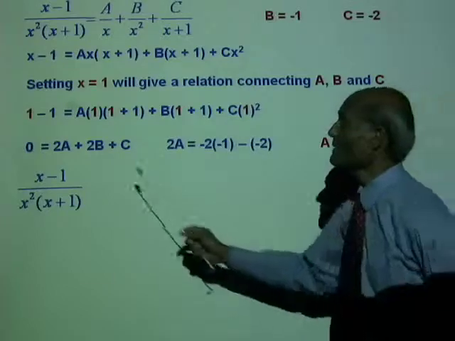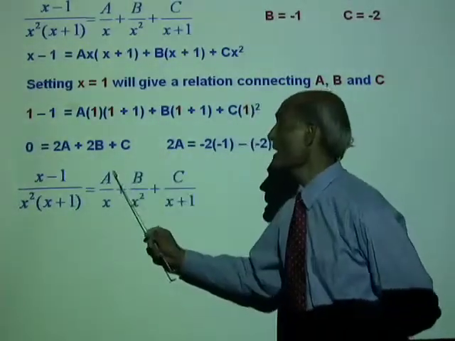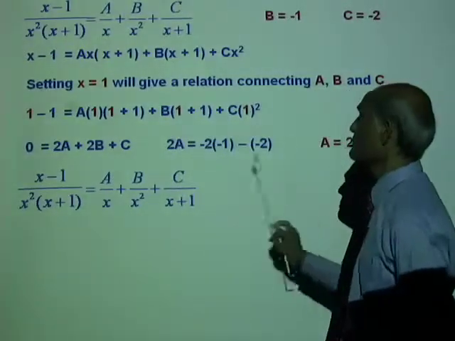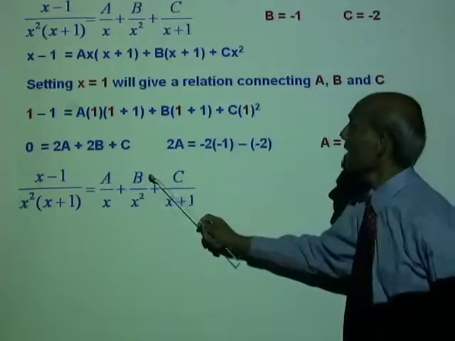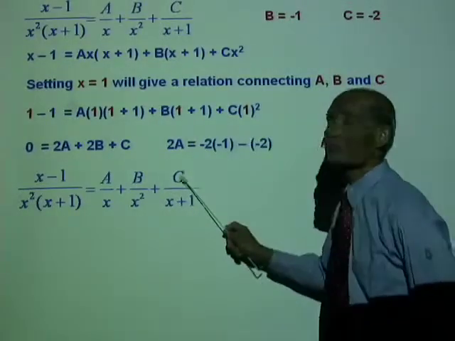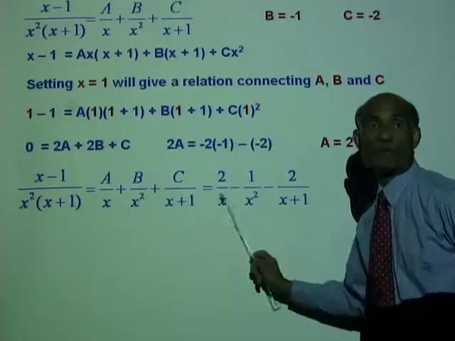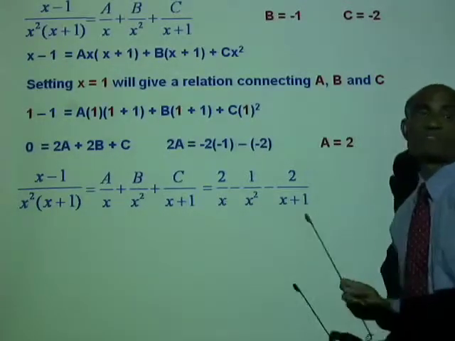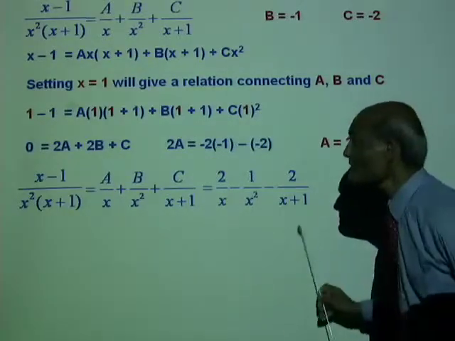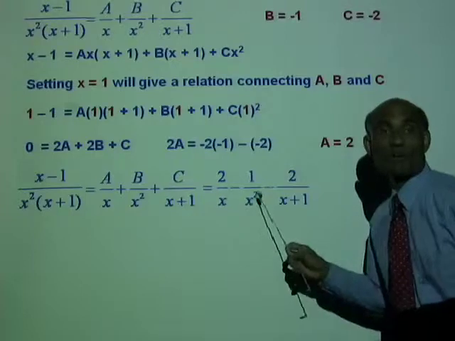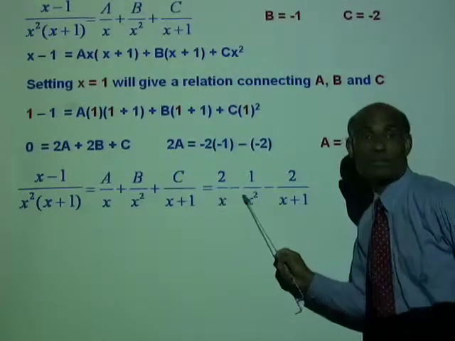And bring all those values, what will this expression now become? It will become a over x, where a equal to 2, plus b over x squared, where b equal to negative 1, and c equal to negative 2. That will be 2 over x minus 1 over x squared minus 2 over x plus 1. And we can now integrate this. I'm sure if I ask you to integrate each of these, there will be no trouble doing that.